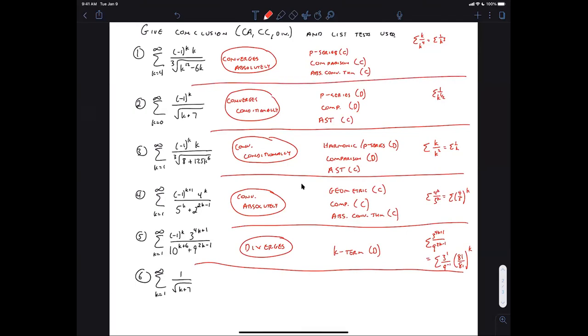All right, on the last one, you would get over to the far right and be 1 over square root of k, which is 1 over k to the half. That's a p-series that diverges. A comparison test would show that that series diverges. This one, however, is not alternating. So that's it. This series is just a comparison and a p-series.